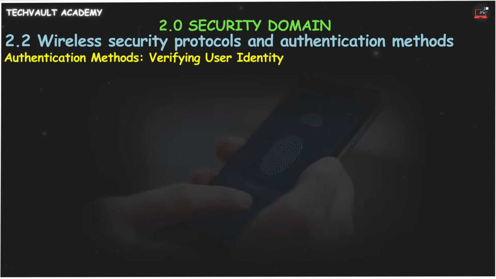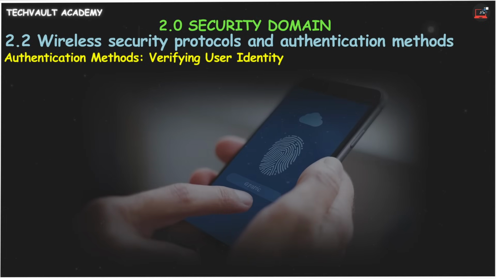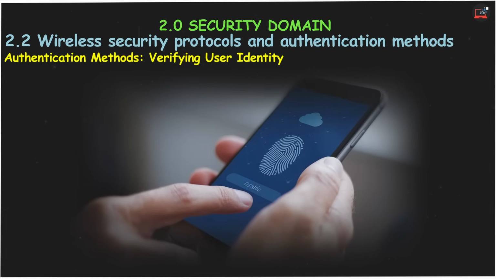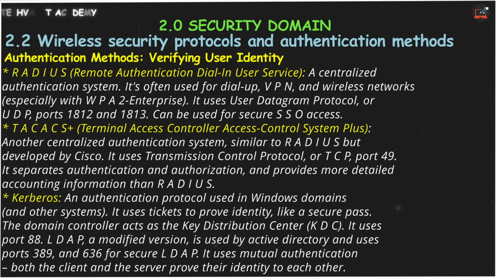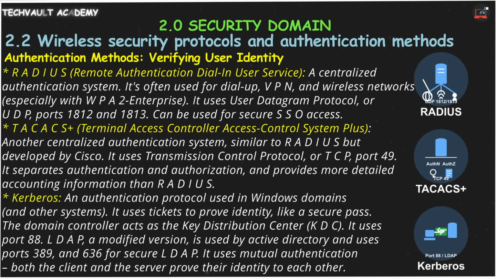Authentication methods. Verifying user identity. Authentication methods determine how users prove their identity to access the network. RADIUS, Remote Authentication Dial-In User Service. A centralized authentication system. Think of it like a security guard checking IDs at the door. It's often used for dial-up, VPN, and wireless networks, especially with WPA2 Enterprise. It uses User Datagram Protocol, or UDP, ports 1812 and 1813. Can be used for secure SSO access.